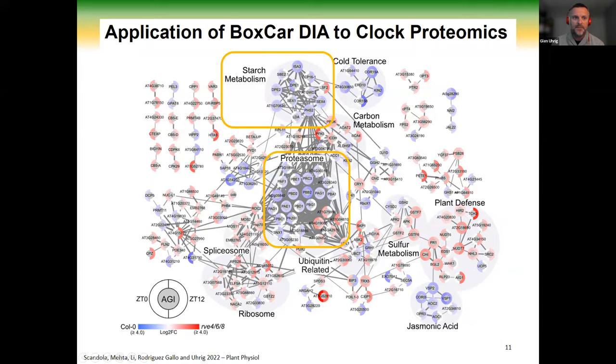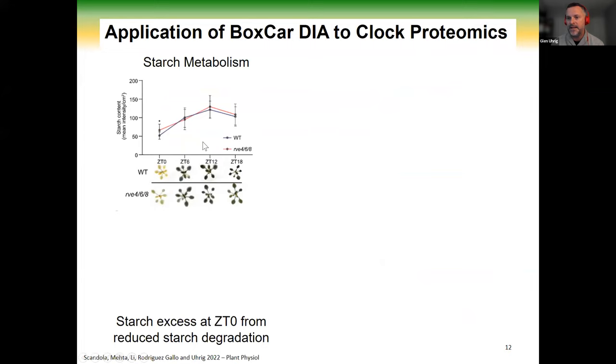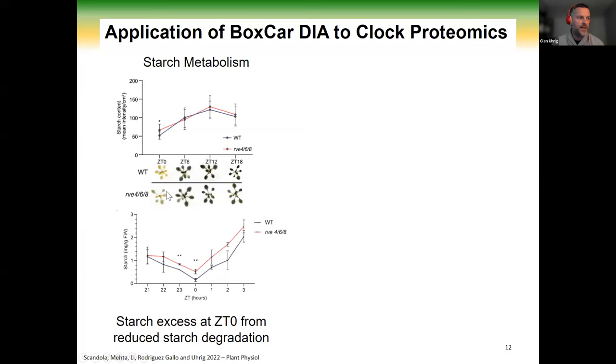And so we followed this up with some validation to look at this. We did initially some low resolution starch iodine staining for starch, and you can see a difference in terms of the abundance of starch that's present at the ZT0 time point. Then we further resolved this time point to look at the starch amount using enzymatic assays. And we could see a very clear starch excess that was occurring at that ZT0 time point, which also corresponds to a number of protein level changes that we observed in our network.